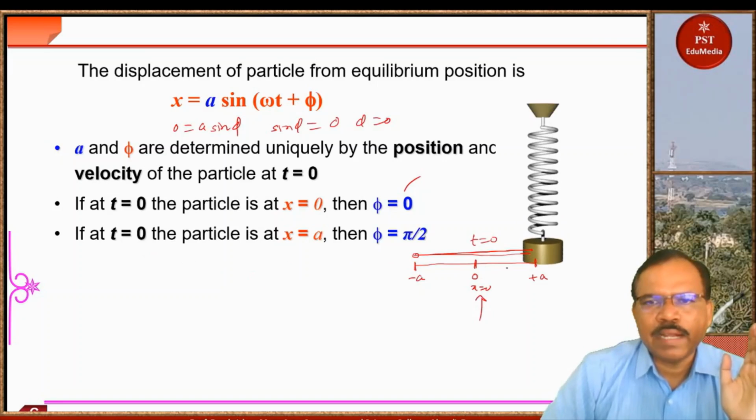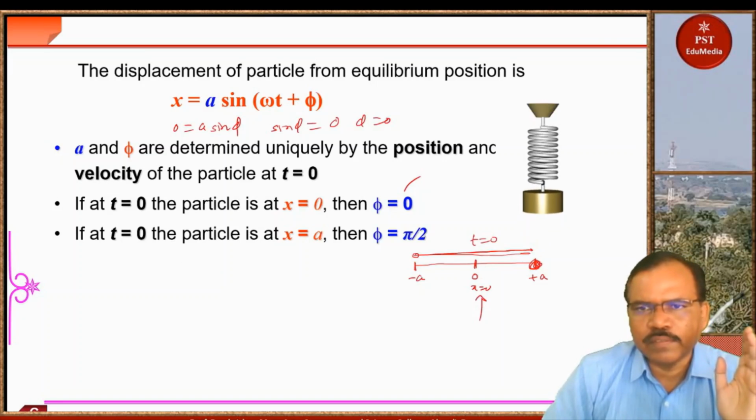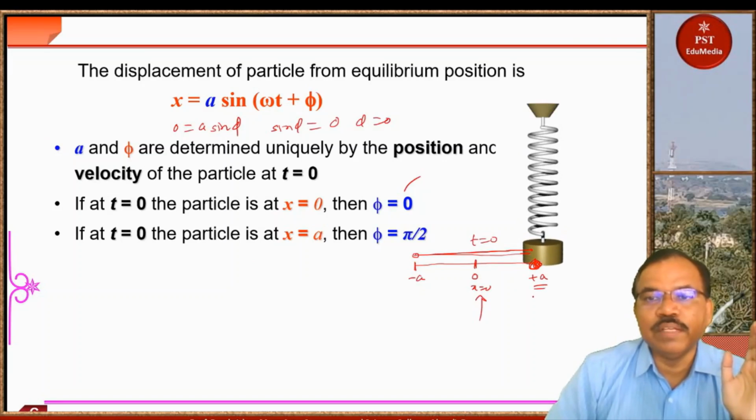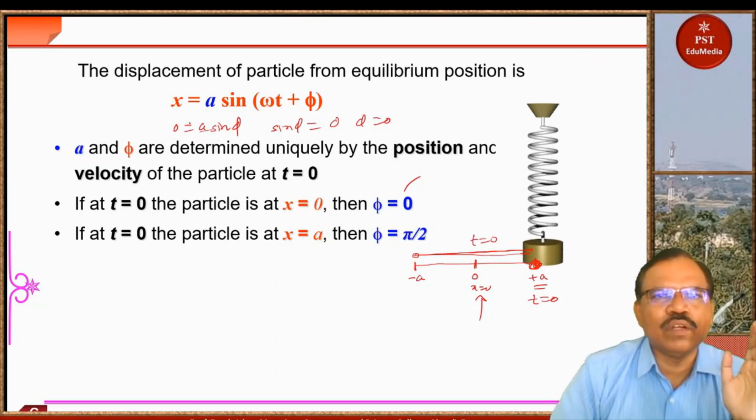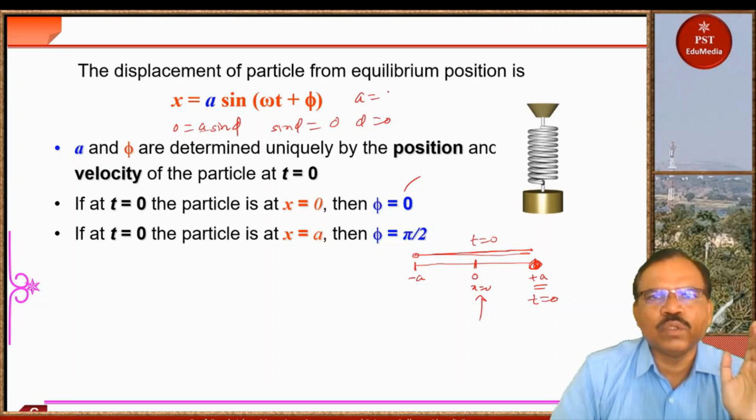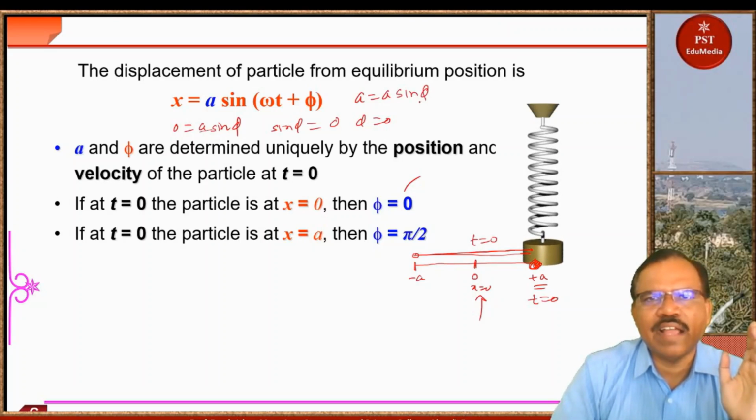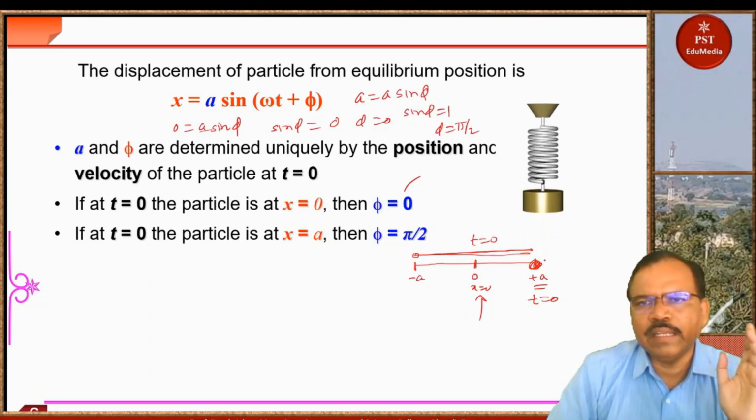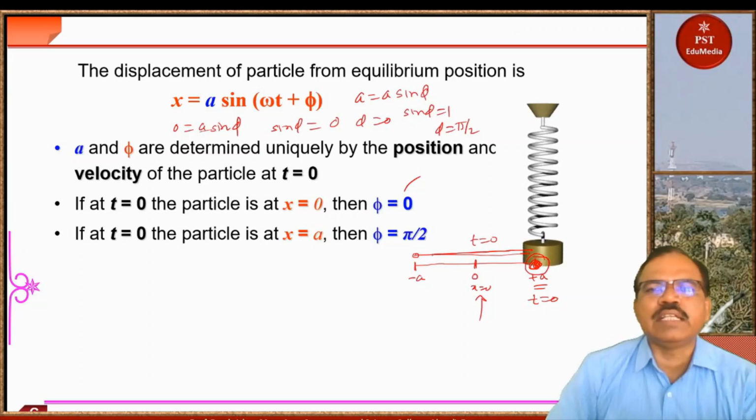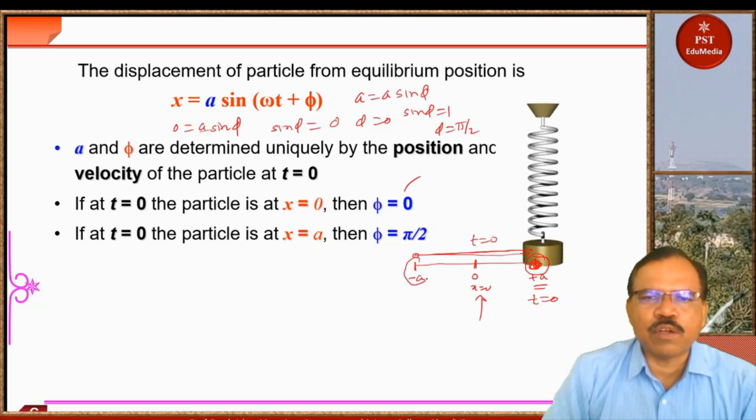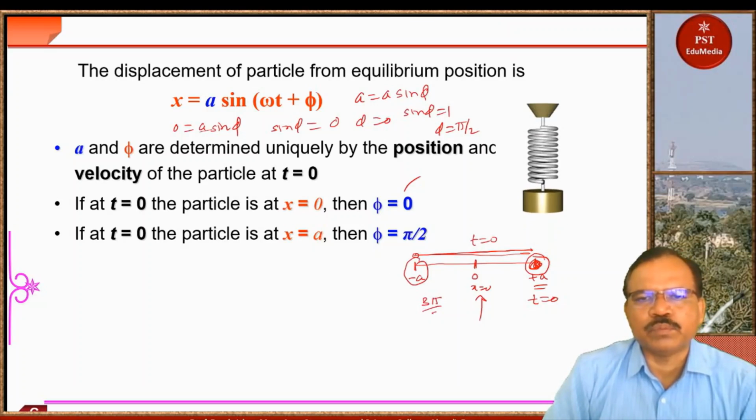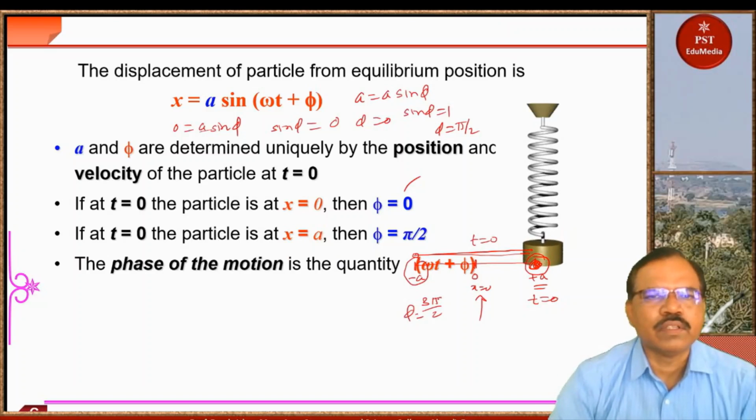But if the particle starts from the extreme position at t is equal to 0, what will happen? At t is equal to 0, x is a, so a sine phi is equal to a. Sine phi is equal to 1, meaning phi is equal to pi by 2. So when the particle starts from the extreme position, phi is pi by 2. When it starts from minus a, phi becomes 3 pi by 2. Like this.